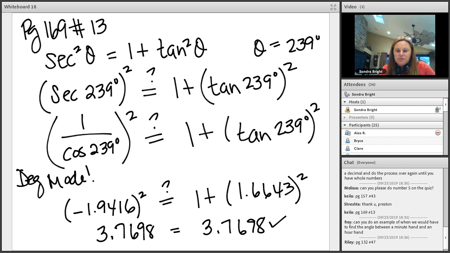I have done examples where you found the angle between the minute and the hour hand. If you want to find another one, you can look through the book and find me one. Page 132, number 47, but I have done it, didn't I? Yeah, I did one. Page 132, number 47.